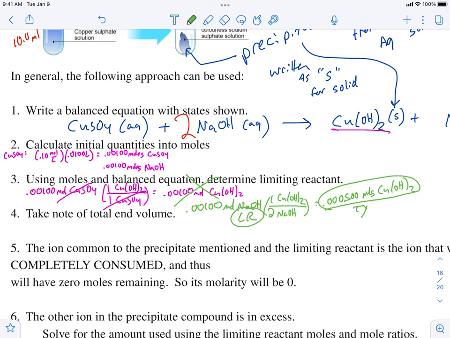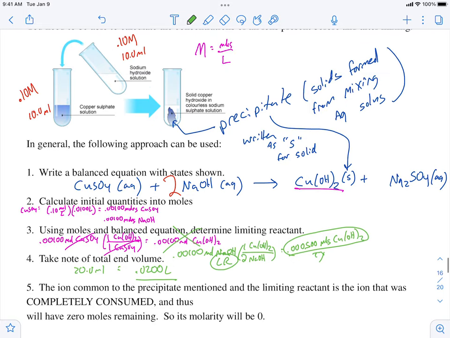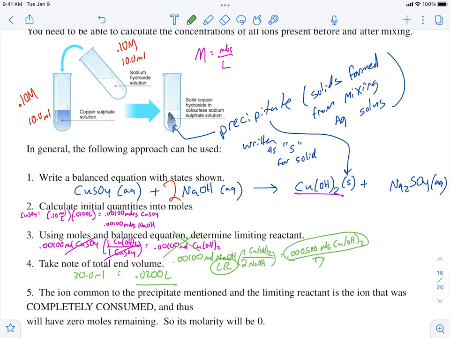What is the total volume in this problem? Yeah, 20 milliliters or 0.02 liters, right? Because we had 10 plus 10. So 20 milliliters, 0.02 liters. All right. So remember, what's the definition of a limiting reactant? It runs out first, right? And we identified the reactant that ran out first as sodium hydroxide.